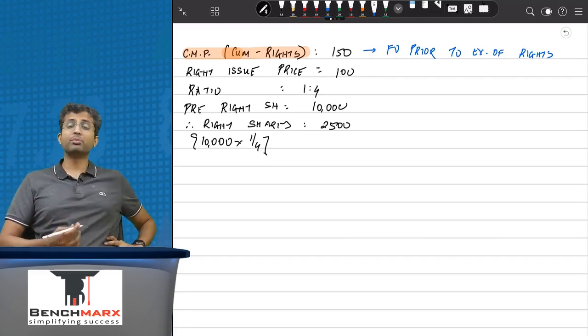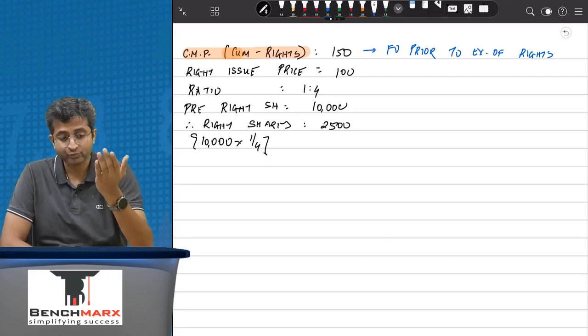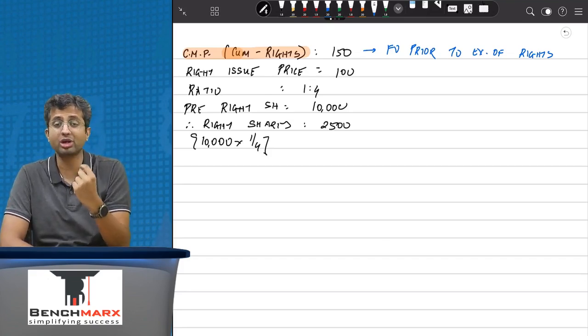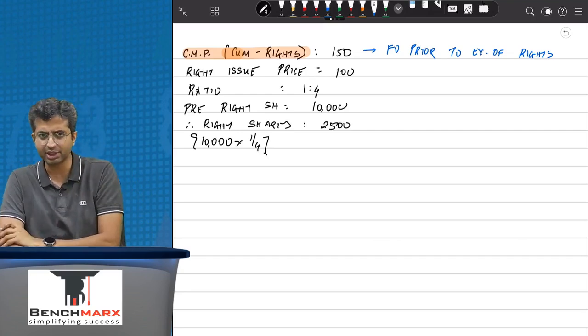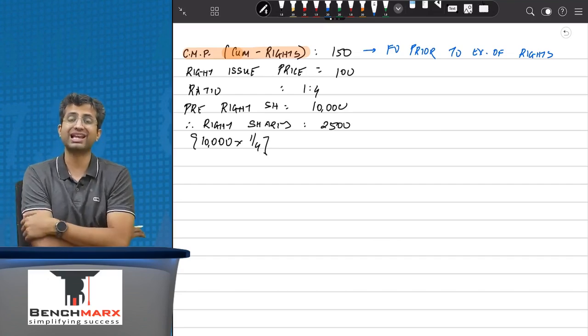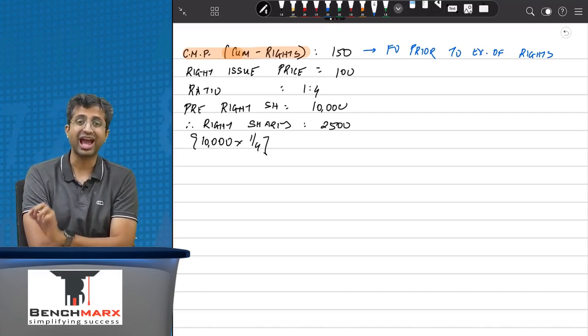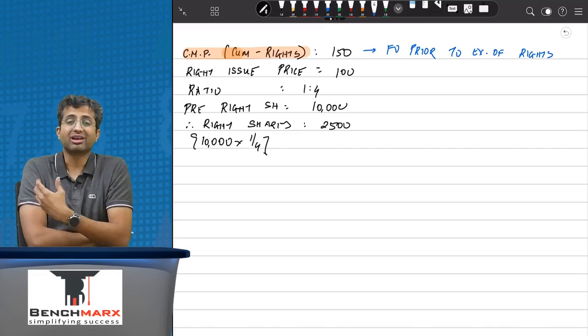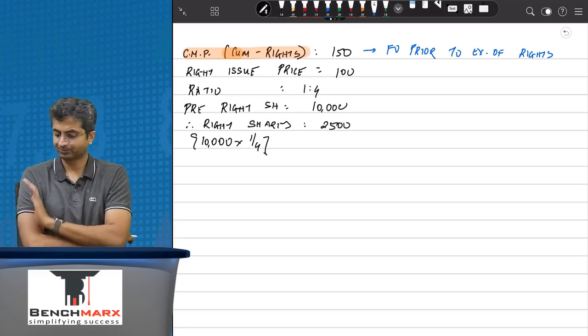Like in your interest, if you remember the cum dividend price and ex dividend price, once a company announces that it is going to pay the dividend, the dividend is paid to shareholders who are holding the shares on the record date. So once a company announces a dividend, the market price is going to go up because the shareholder who is selling the share before the record date is giving up the share as well as the right to receive the dividend. In a similar way, a shareholder who is selling the share prior to the record date is giving up the share as well as the right to subscribe to the shares at a discounted price.